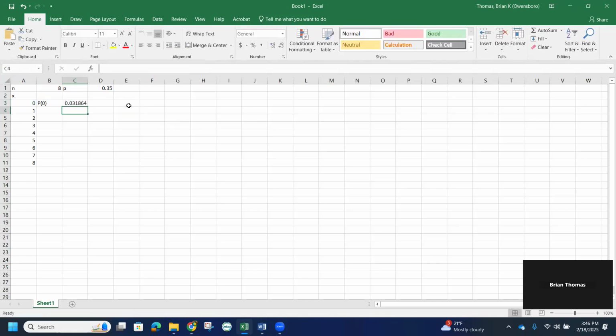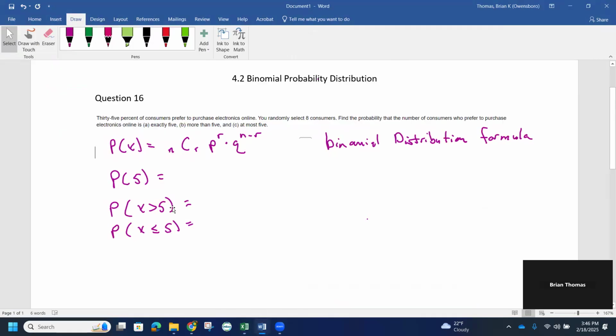So if I enter, now I actually have a formula. Now what I can do is click and drag, and it should take us on down through here and do our probabilities. So the probability of 5 would be this 0.081. So the probability of exactly 5 would be this 0.081.